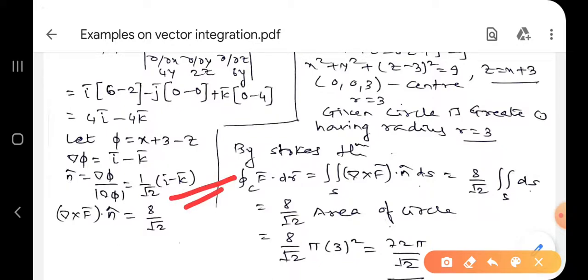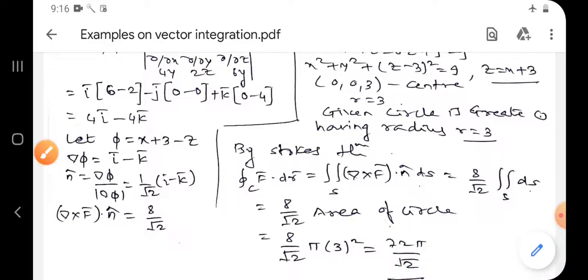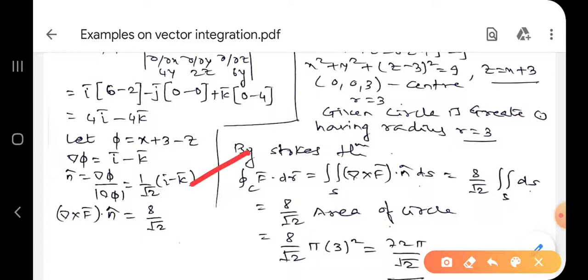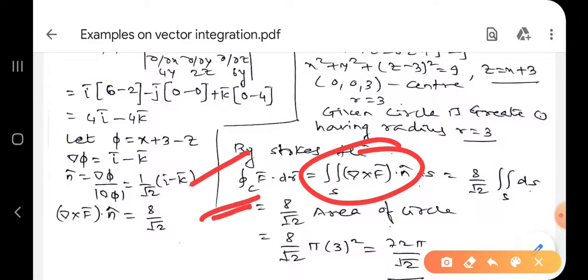घ्या दोघांचा प्रॉडक्ट. डेल क्रॉस एफ बार डॉट एन कॅप. Take the product of these two. इथे I बार डॉट I बार 1, के बार डॉट के बार 1, पण इथे मायनस मायनस प्लस होईल. 4 + 4 = 8/√2 ॲज इट इज. राईट. आता वापरा स्टोक्स थेरम. स्टोक्स थेरम डबल इंटिग्रल इज इक्वल टू लाईन इंटिग्रल. बरोबर. किंवा लाईन इंटिग्रल इज इक्वल टू डबल इंटिग्रल इज इक्वल टू 8/√2 अँड ds इज देअर.